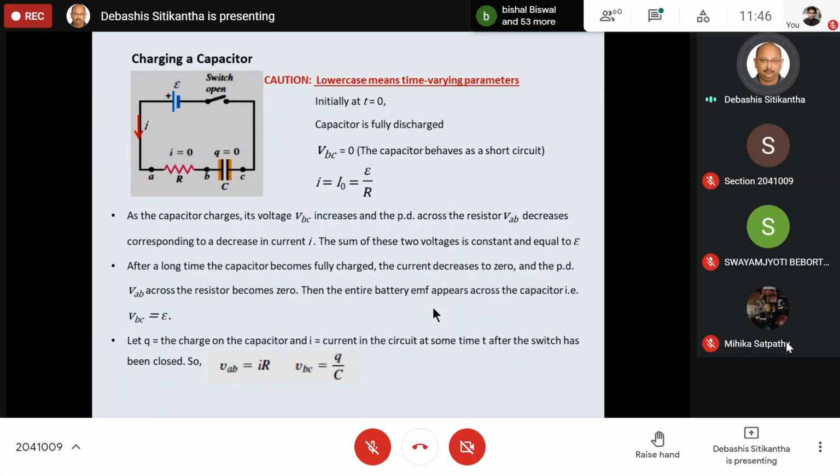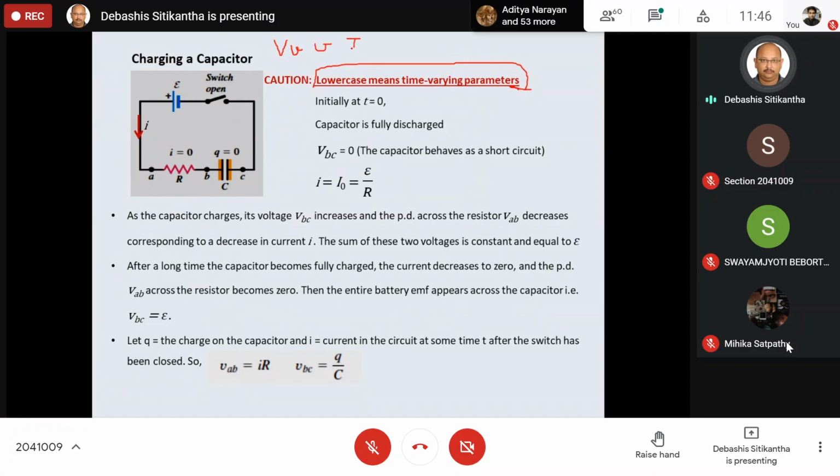Now here, let me point out one important thing. Over here, I have written something known as caution. Why have I cautioned you? Because I will be using lower cases. So always remember, lower case means time variant parameters. For example, in case of DC, I will write V DC, but in case of time variant or AC circuits, I will write small v.